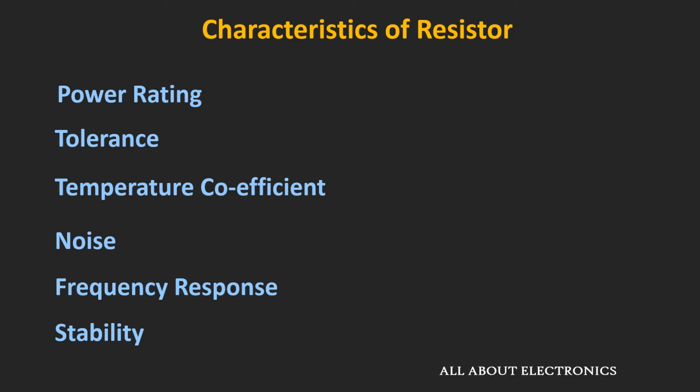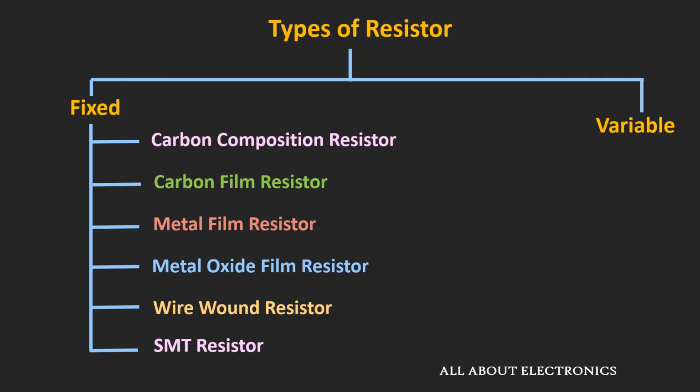So now let us see the different types of resistors which are used commercially. So these resistors can be classified in two categories. The one is the fixed resistors and the second is the variable resistors. The fixed resistor means that once the resistor is fabricated, one cannot change the value of that resistor. While in case of a variable resistor, the value of that resistor can be changed by changing the knob. So now let us see the different types of fixed resistors which are used commercially.